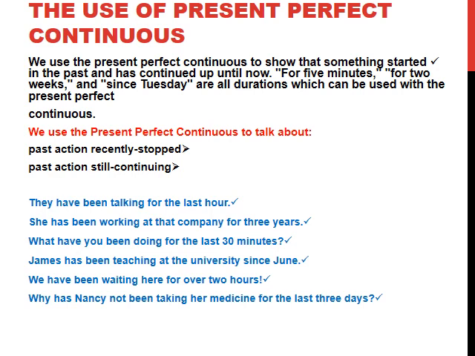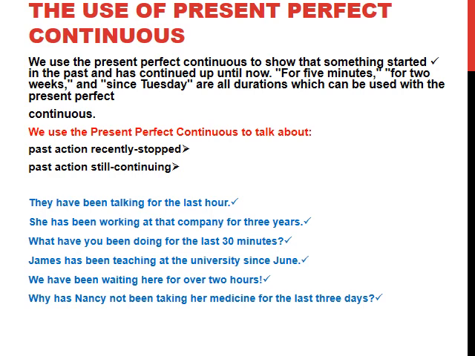So all in all, we can say that we use the present perfect continuous to talk about a past action that recently stopped or a past action still continuing. Here we have some examples.